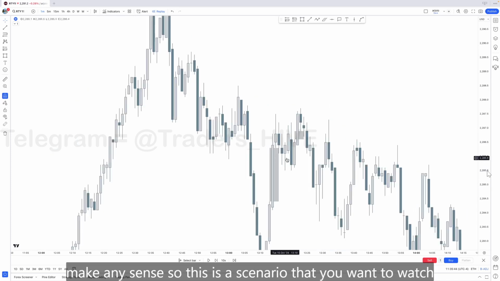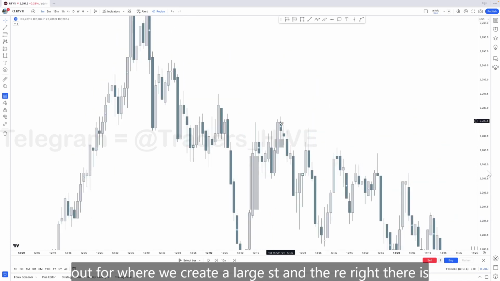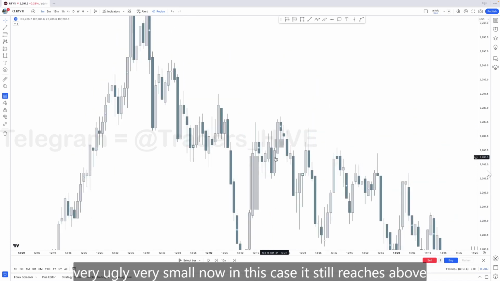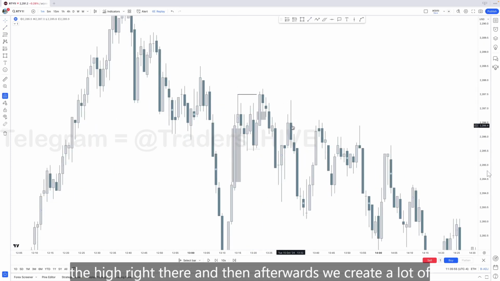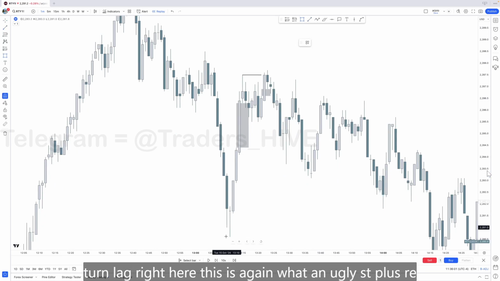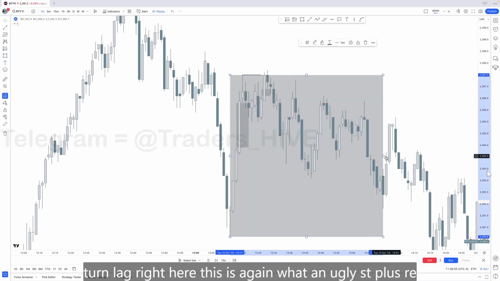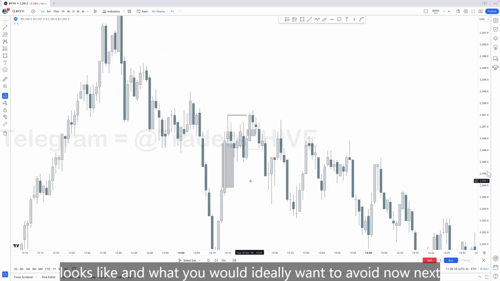So this is a scenario that you want to watch out for, where we create a large ST and the RE is very ugly, very small. Now, in this case, it still reaches above the high. And then afterwards, we create a lot of REs within the overall bigger sharp turn lag. This is, again, what an ugly ST plus RE looks like and what you would ideally want to avoid.